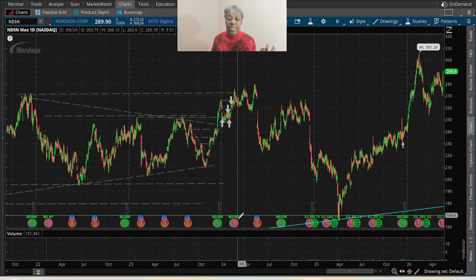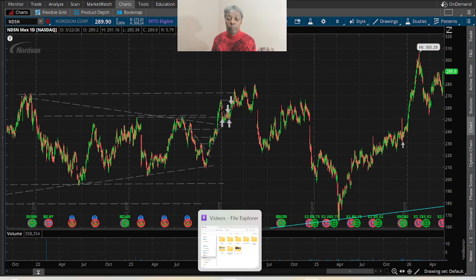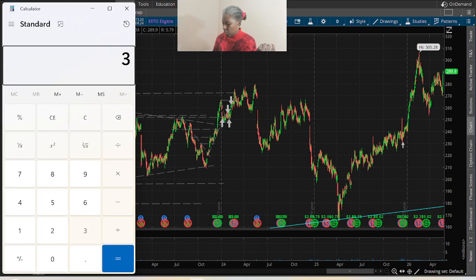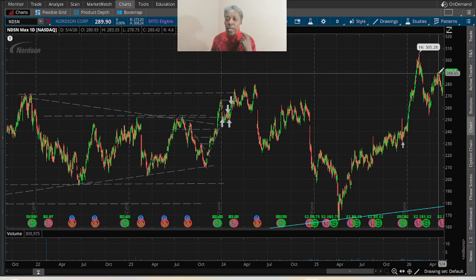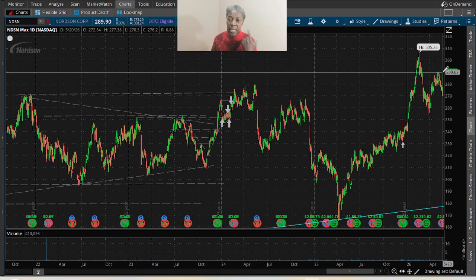How much profit is that? 305 minus 235, $70 profit a share. And I didn't sell it. It pulled back, went up, pulled back, went up again.